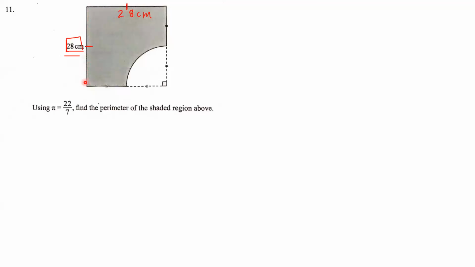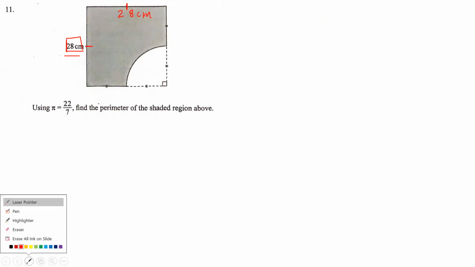If we have this side is 28 centimeters and this side is 28 centimeters, then we're definitely looking at a square. They didn't tell us it's a square, but we know it's a square because if this side is 28 centimeters, then that means that this side is going to be 28 centimeters. And if this side is 28 centimeters, that means that this side is 28 centimeters. And so that means that all of the sides are equal, so we're definitely dealing with a square. So just bear that in mind.